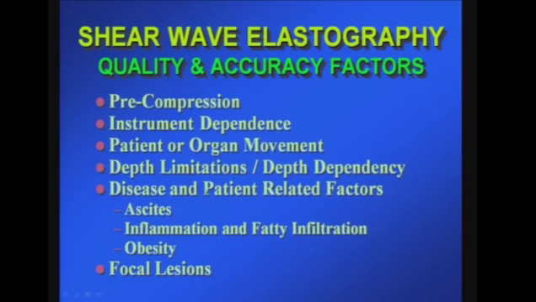And then, of course, there are a number of patient-related factors. The presence of ascites is a problem because shear waves do not transmit through fluids. Inflammation and fatty infiltration can also affect your stiffness. If you're looking for examples, fibrosis and inflammation can also stiffen the liver and interfere with that measurement. Finally, for focal lesions, reflections at the boundaries of focal lesions can confuse the algorithm that's tracking the shear wave speed and give you a very erroneous estimate. Over time, I expect that the algorithms will be improved to eliminate or reduce this problem.